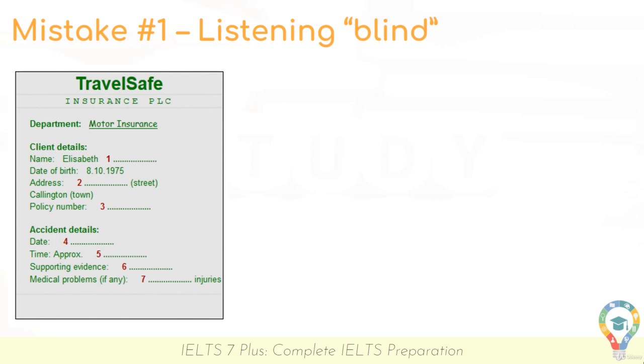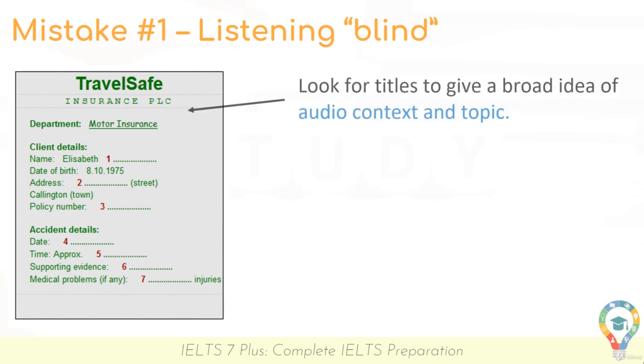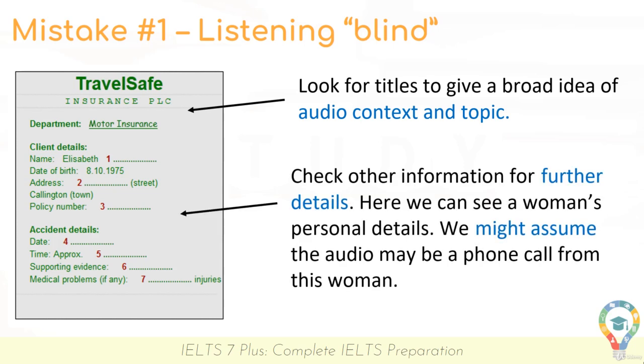On this IELTS listening question sheet, I will start at the very top, just as you should, and look over the key information. So the title is Travel Safe Insurance PLC, and the department is Motor Insurance. Now, before the audio is even played to me, I can start building a picture up of what the recording may be. Once I've looked at this key information, I'll start scanning for any other key details I can see.